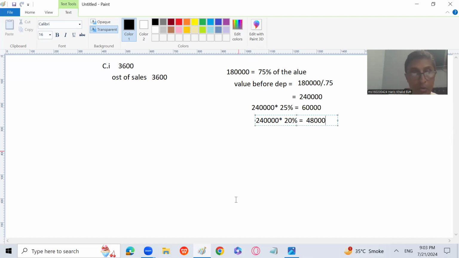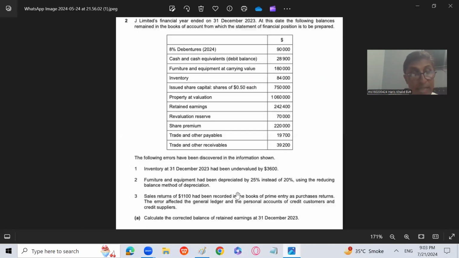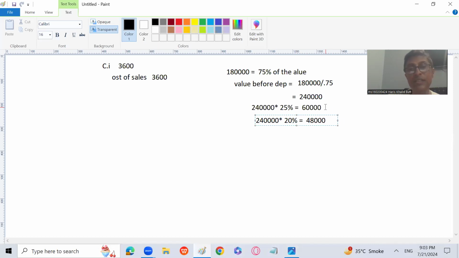So let's move back towards the question so that you may understand what I'm trying to inform you, that you have depreciated 25%. It means that from 2,40,000, you have taken 25% as depreciation and subtracted it to get 1,80,000, which is wrong. So 2,40,000 should have been depreciated by 20%, which becomes 48,000. So instead of going for a depreciation of 60,000, you should have charged 48,000. It means that the depreciation has been overcharged by 12,000.